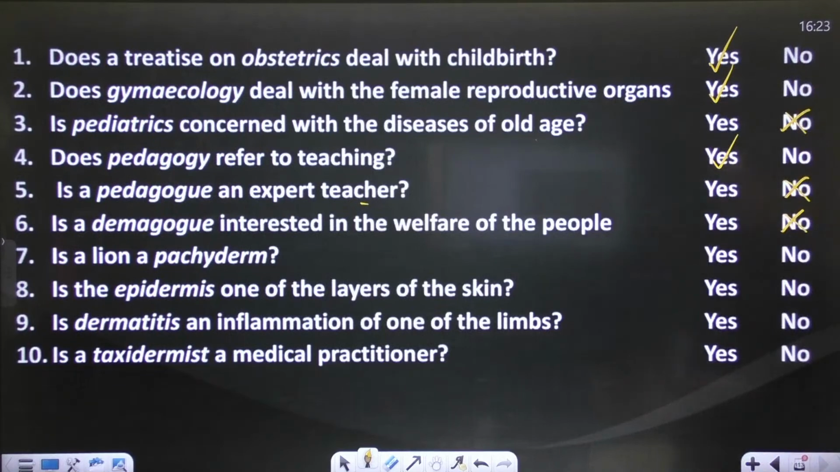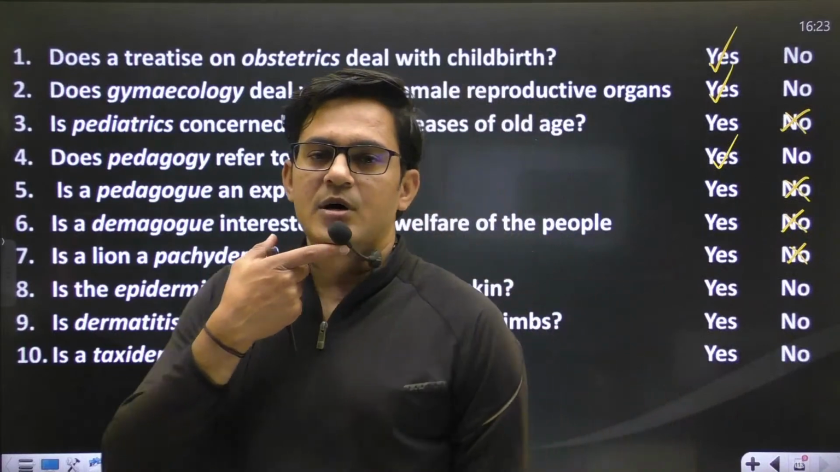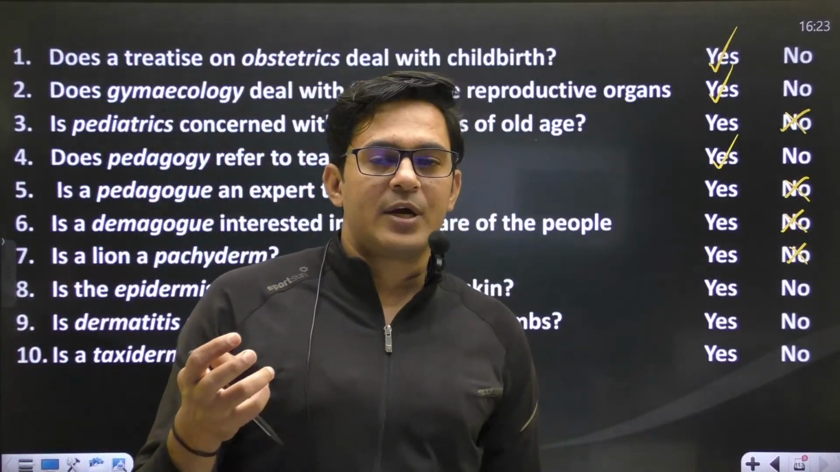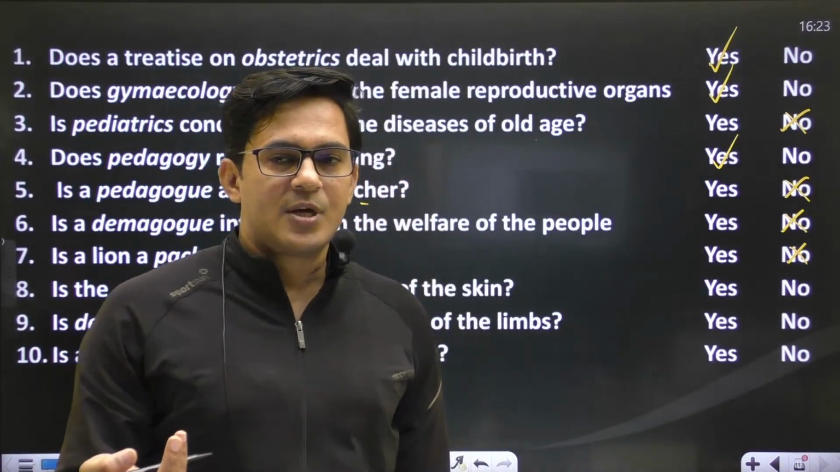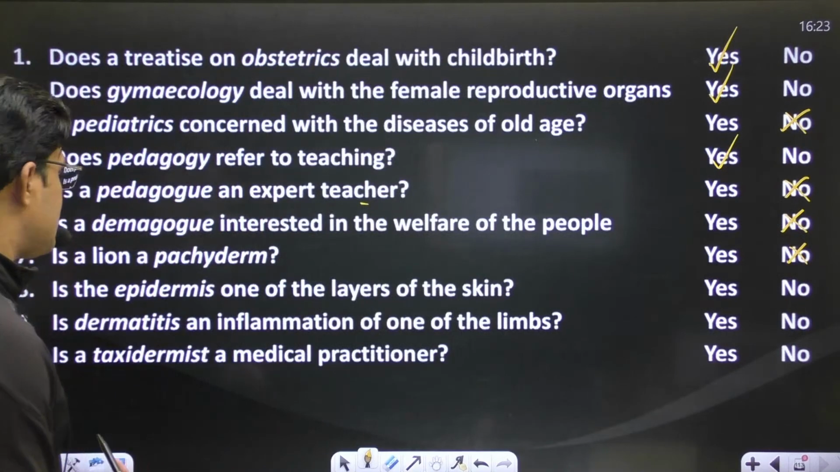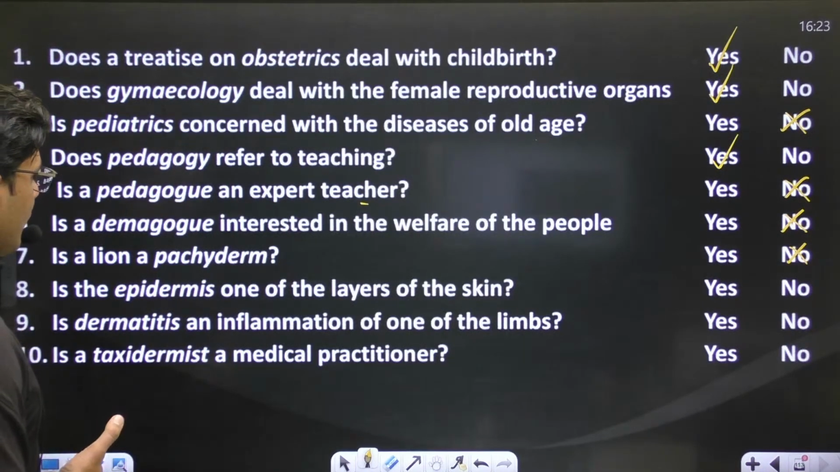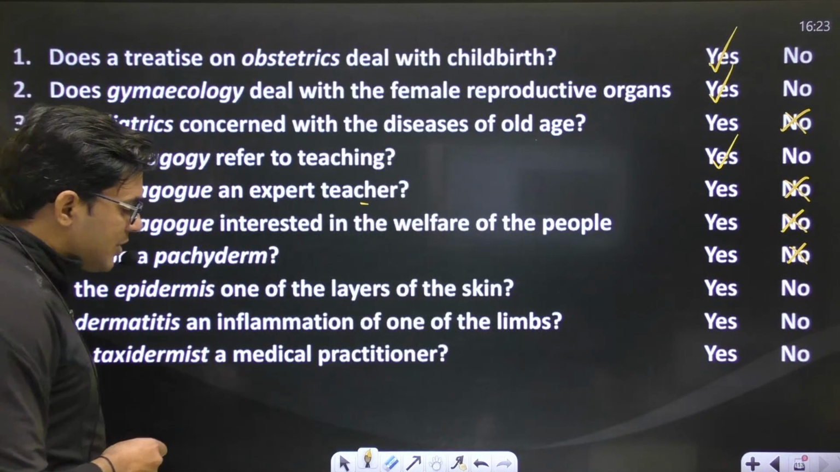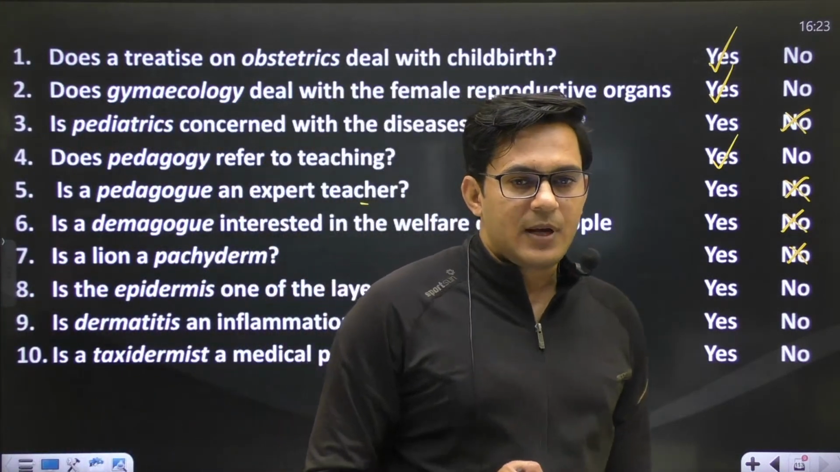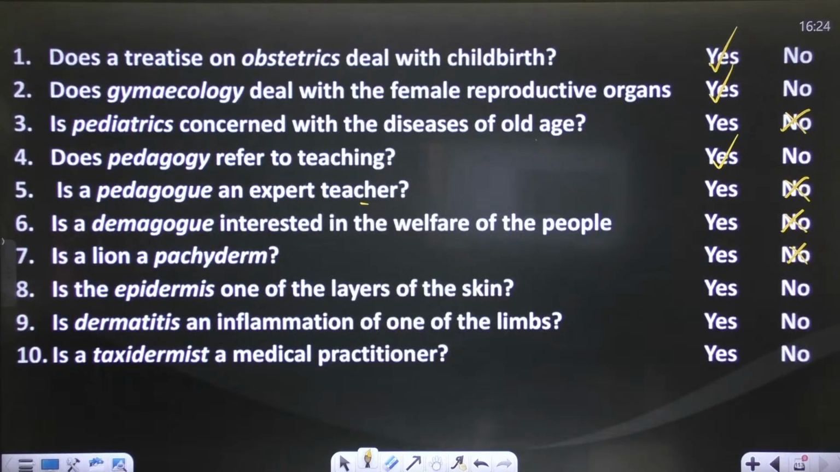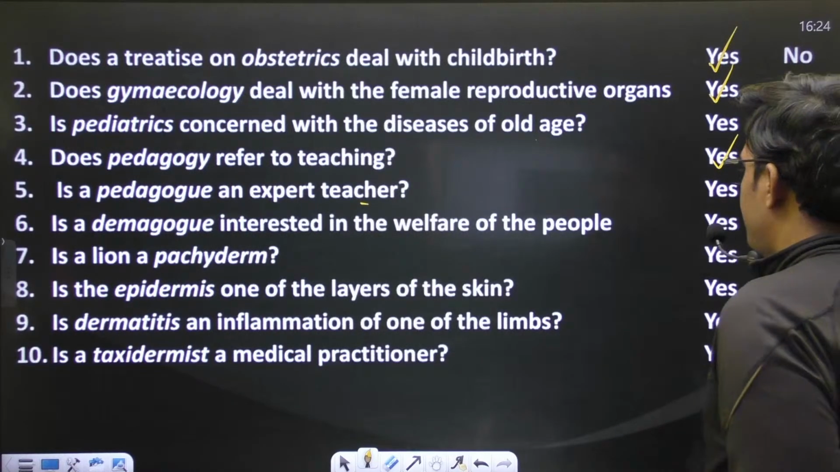So is a lion a pachyderm? Can a lion be a pachyderm? No. Lion is not a pachyderm. Pachyderm is something with thick skin, as I said, elephant, rhinoceros. Lion is not a pachyderm. Fifth, sixth, no. Yes. Okay. Seventh, is a lion a pachyderm? I think no will be the right answer, because pachyderm are animals with thick skin, like elephant or rhinoceros. Okay. Move to the next one.